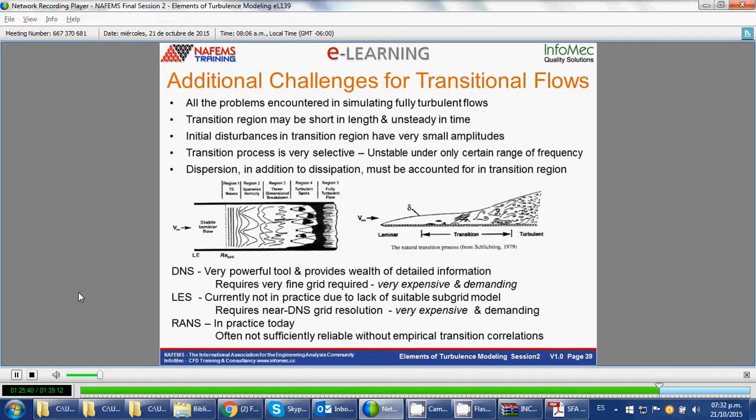So for transition type of flows, DNS is very expensive and very demanding. LES seems not to work very well because there's not a subgrid model that works well for transition. And then RANS seems to be used, but in order for you to use it, you need some sort of empirical transition correlation to begin with. So you can see the difficulty of using transition. That's a field unto itself for transition flows.